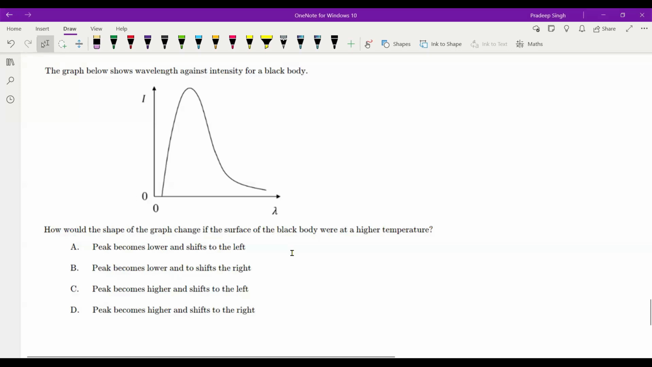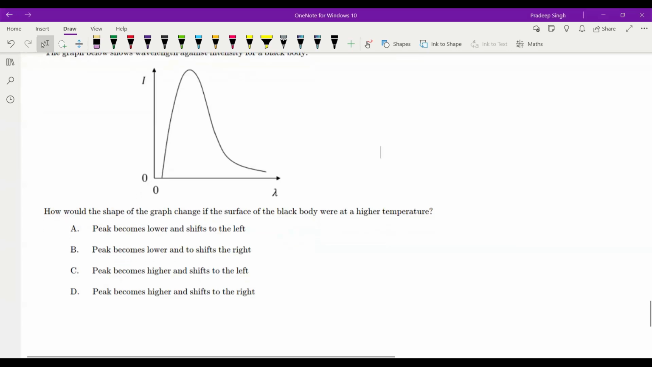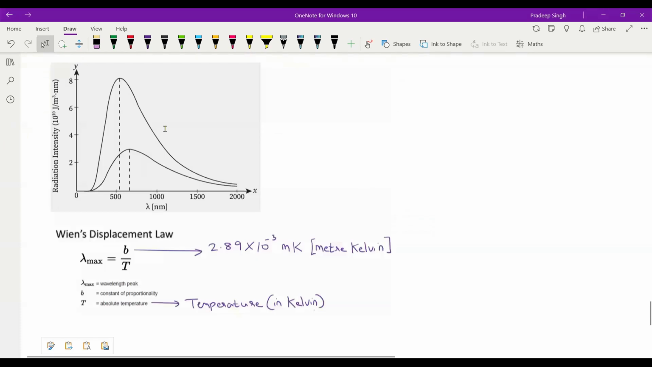To solve this question, let us revise the concept of Wien's displacement law. So here we go. This is the graph. On the y-axis, we have intensity. On the x-axis, we have wavelength. So according to Wien's displacement law, lambda maximum is B upon T, which can be written as lambda maximum into temperature is equal to constant, where B is the constant.